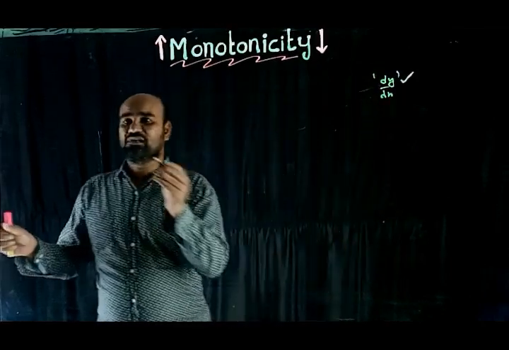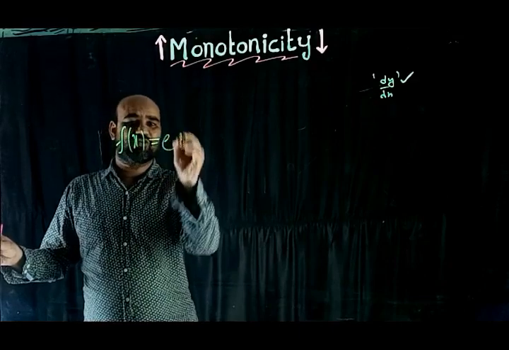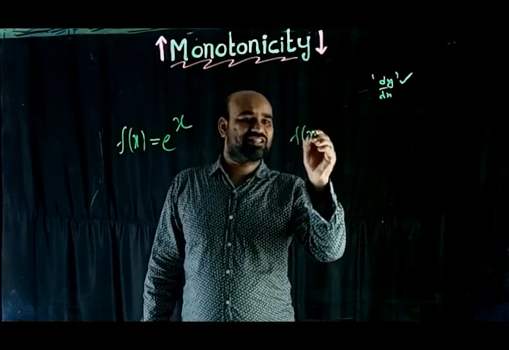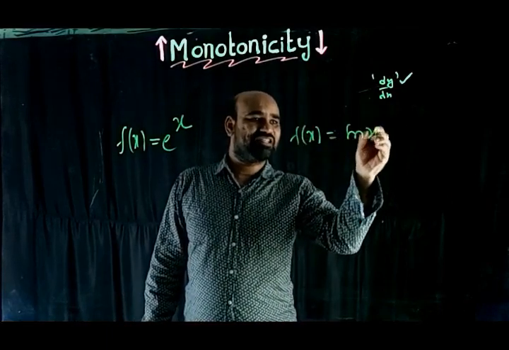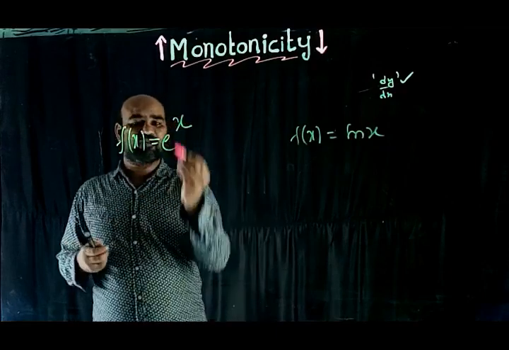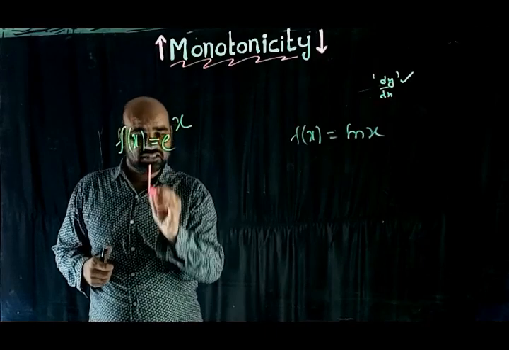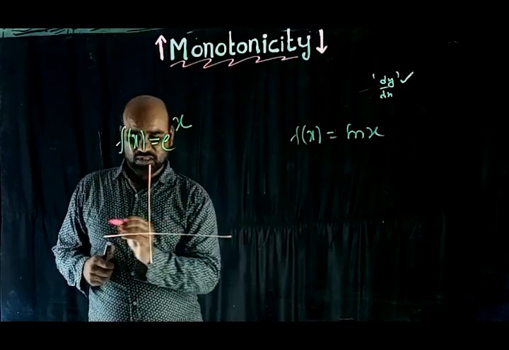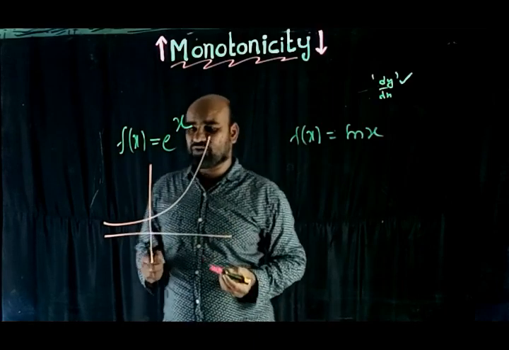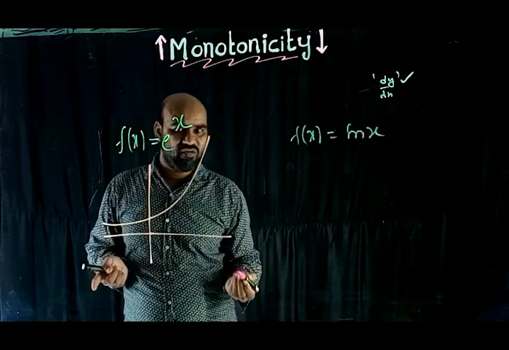For example, let the function f of x be e power x, and another function f of x be sin x. So f of x is e power x. Its domain is all real numbers. So you know what this graph is? This is the graph of e power x. By observing the graph, you can conclude that the function is increasing in its domain.